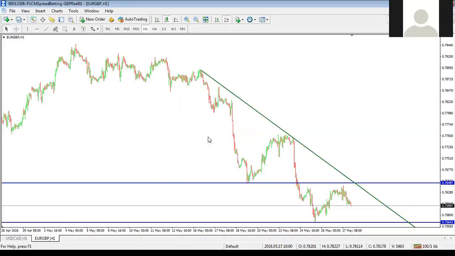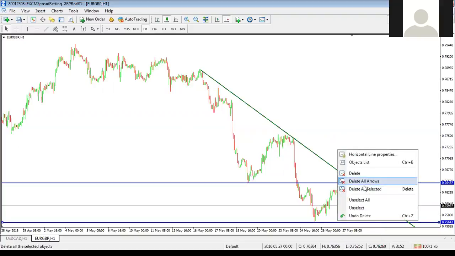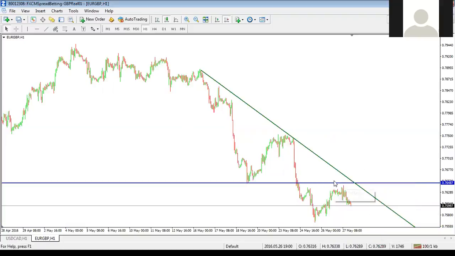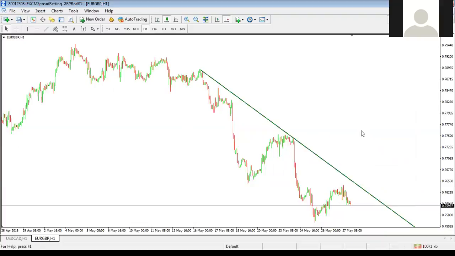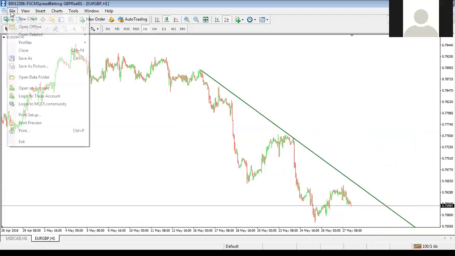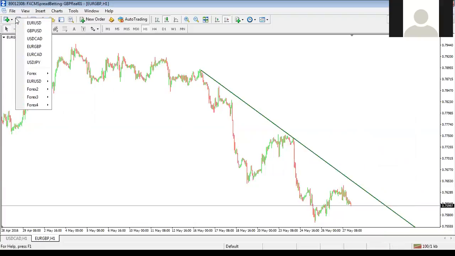About what them zones are doing. So yeah, I mean, that's about it on support and resistance, really. We'll go for another example. What we got? GBP USD.